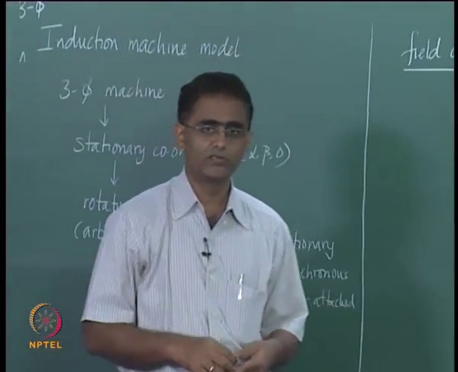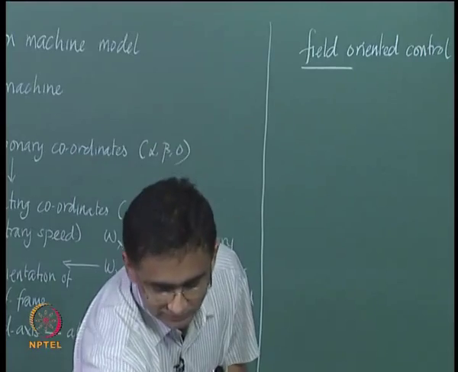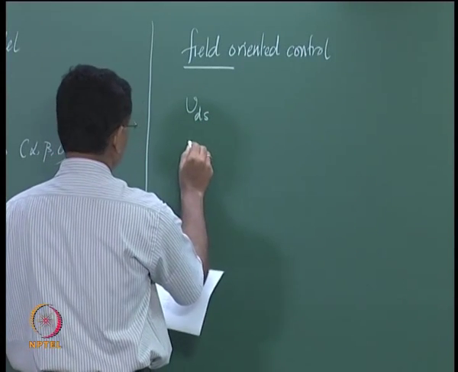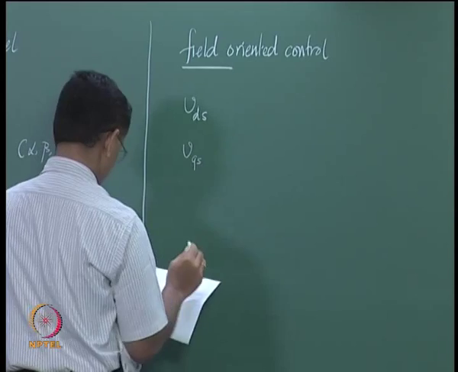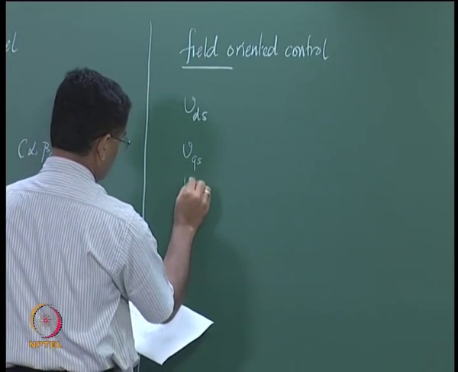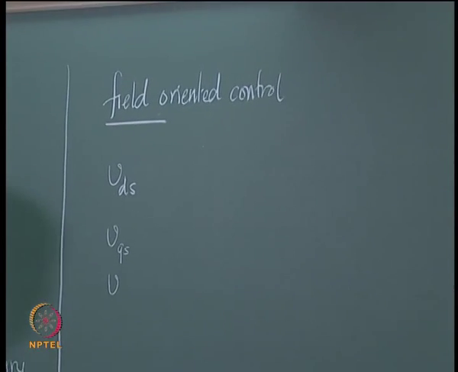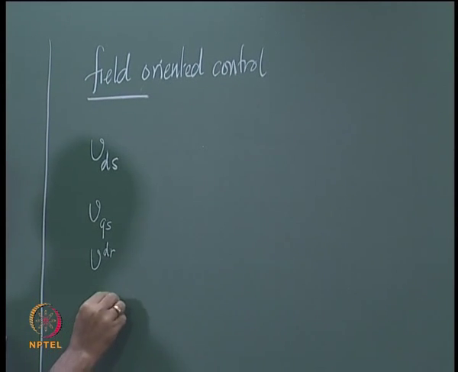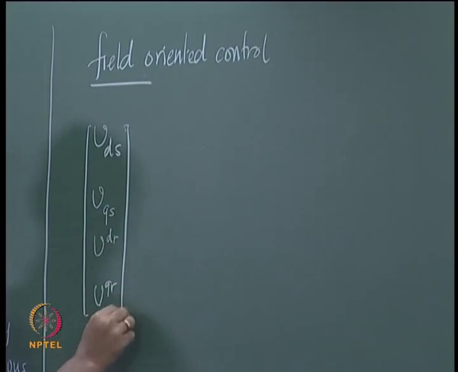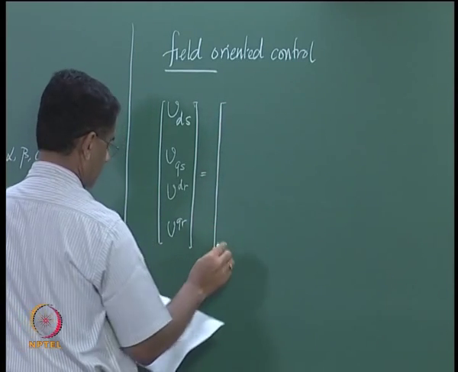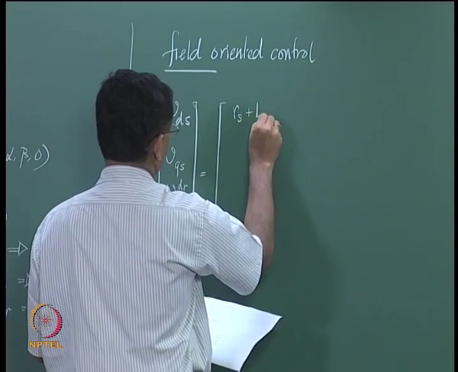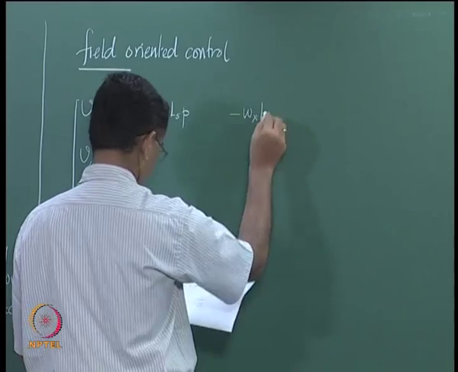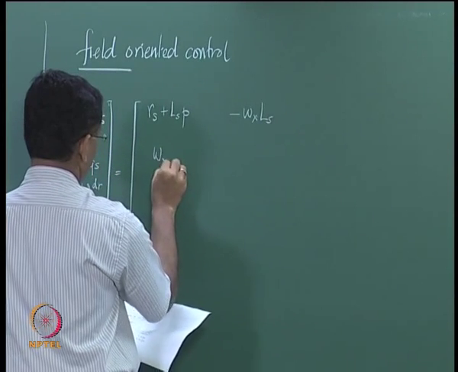But the machine equations themselves, the way we had written it was, let's write it down once again. We had VDS and then VQS. We will neglect the zero sequence part, so we leave that out, and then you have VDR and VQR, that is the stator voltage vector. This is equal to RS plus LS into P, and then minus omega x into LS, and then here you have omega x into LS.